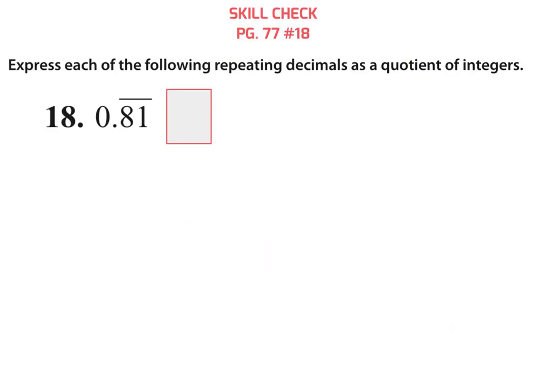All right, if you didn't do the long way, how many digits are repeating? 2. I don't have anything in front. This is only if there's a 0 point whatever. So I have 81 over how many 9s? 2 9s. Can I reduce that? I can reduce it. What goes into 81 and into 9? 9. So divide this by 9, divide that by 9, right? And I believe that's as small as you can get it, 9 over 11.